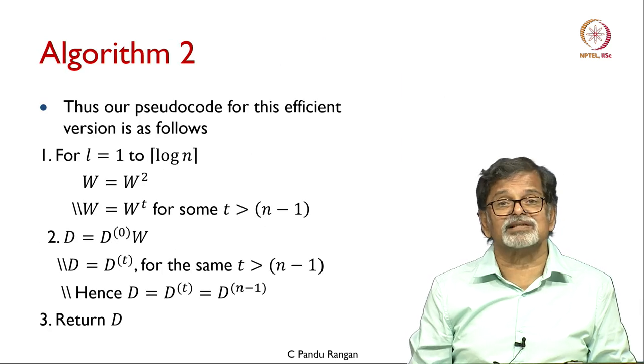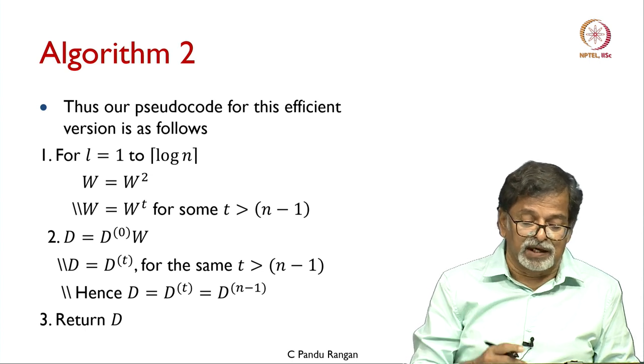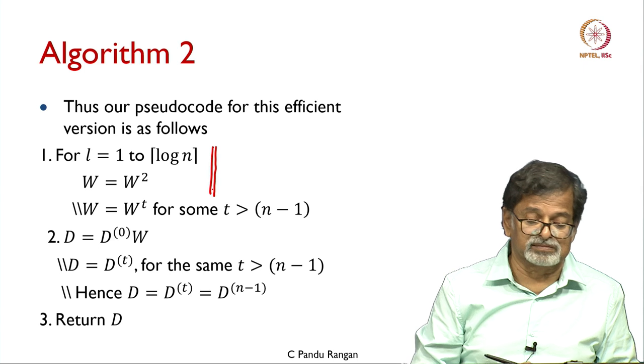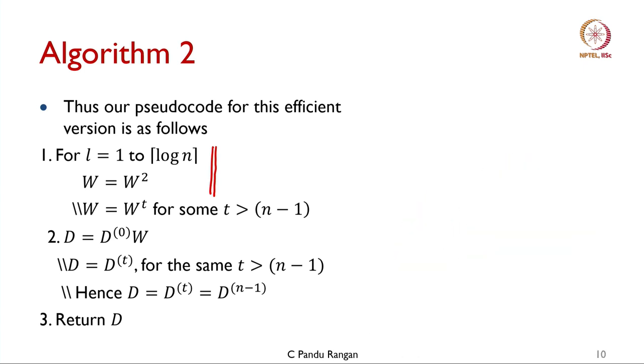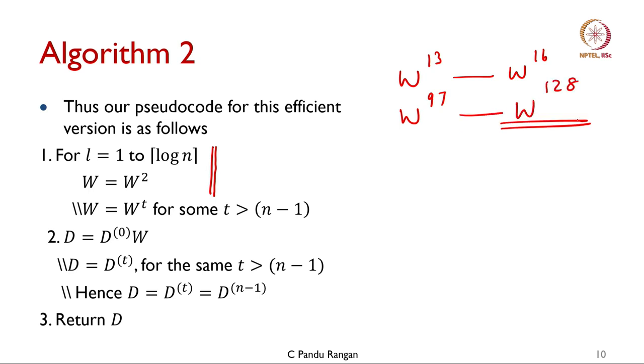Okay? This is our second algorithm. I keep doing this, ceil of log n times. I take it to the next power of 2, whatever n is. Like if I want to compute W to the power 13, I will instead compute W to the power 16. If I want to compute W to the power 97, I will compute W to the power 128, the next highest power of 2. So when I do this, I will have W to the power t for some t greater than n-1.